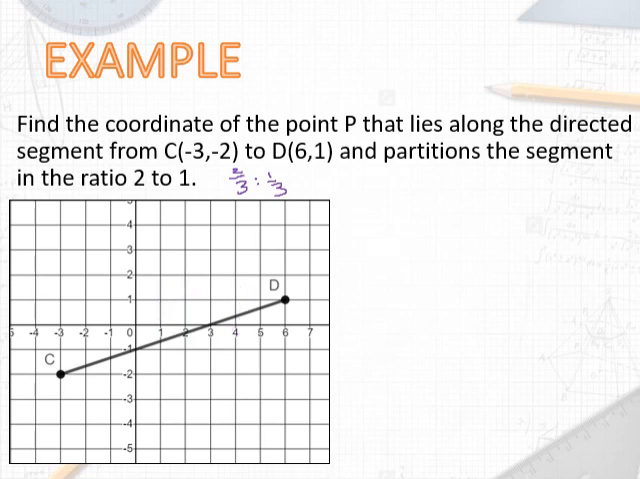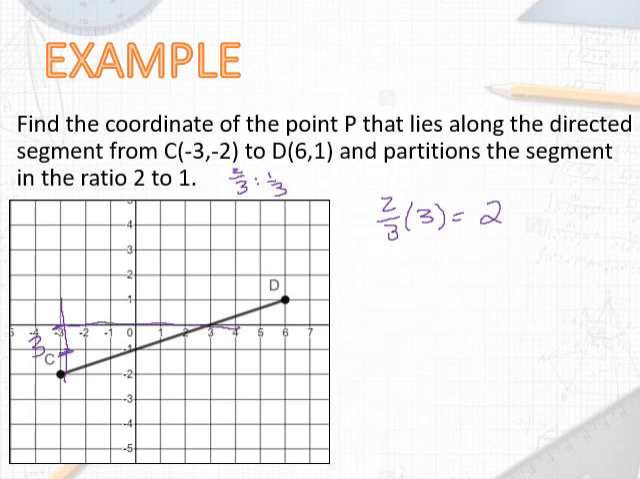So let's go look at vertical and horizontal distance. Vertical distance is 3 units. This is nice, it's divisible by 3. So 2/3 of 3 units is 2. So that means we're going to count up 2 units. So my new y coordinate is going to be 0.